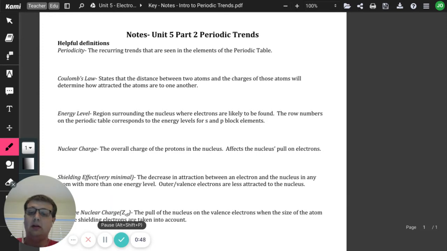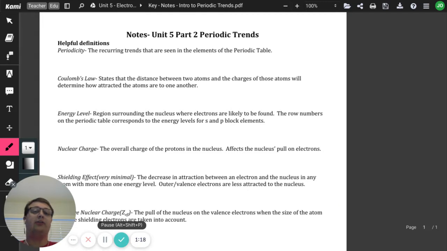So let's take a look at this. So periodicity is, again, basically the same thing as periodic trends. It's the recurring patterns that we see on the periodic table when we're comparing our different elements. Okay, so when we talk about periodicity, we're talking about the periodic trends. Sometimes this lesson is actually referred to as periodicity because essentially they're the same thing. Okay, it's talking about that trend that we see with our elements on the periodic table.